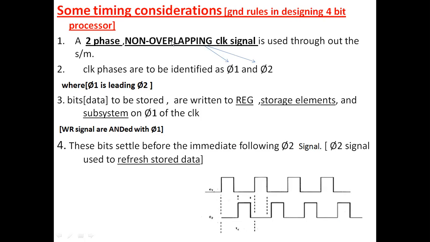So while designing sequential circuits, we can use two-phase non-overlapping clock signals, and those can be named phi1 and phi2. And always this phi1 clock signal, which is used for the read operation as well as for the write operation, will be synchronized with the phi1 clock signal, and this phi2 clock signal will basically be used for the refreshing purpose. That means this phi2 clock signal will be used for refreshing the data stored in the memory elements.